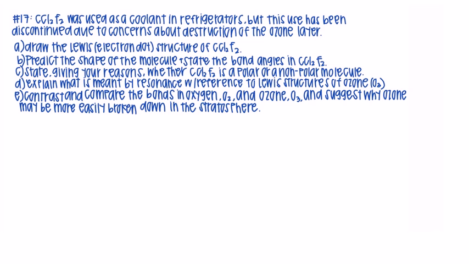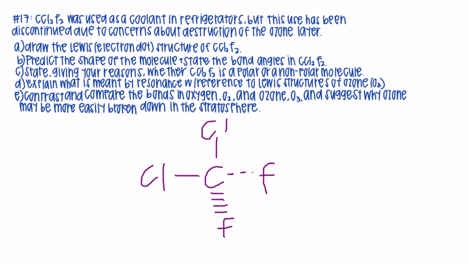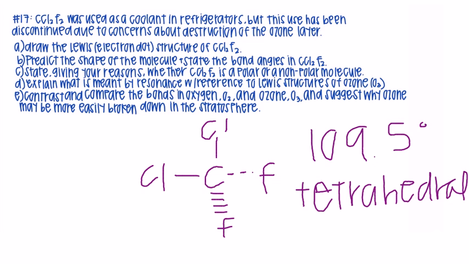So it would look kind of like this. So this means that it's going out, and this means that it's going backwards. So then they're all equidistant from each other. They would be 109.5 degrees away from each other, and it would be a tetrahedral.